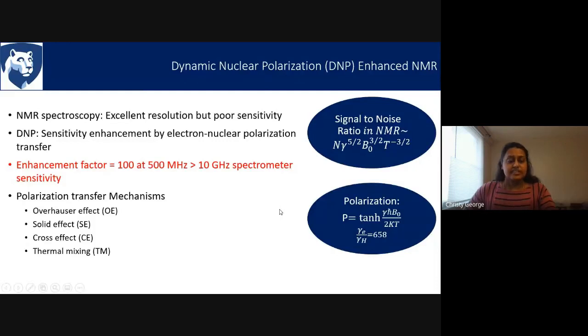And this polarization transfer occurs via 4 different mechanisms. They are Overhauser effect, solid effect, cross effect, and thermal mixing. Now, DNP can be performed both in solution state as well as in solid state. Overhauser effect is the mechanism that leads to sensitivity enhancement in solution state, whereas all 4 mechanisms can lead to polarization transfer and sensitivity enhancement in solid state.